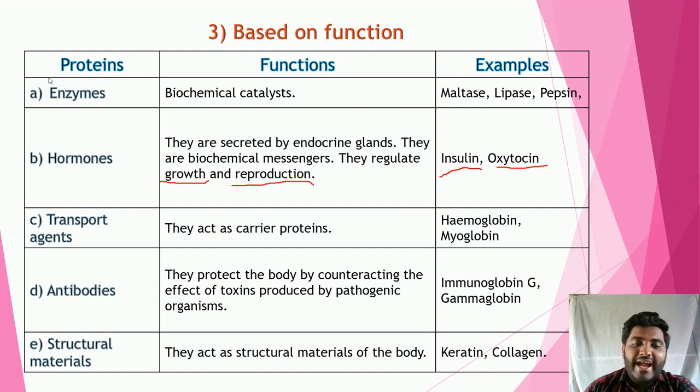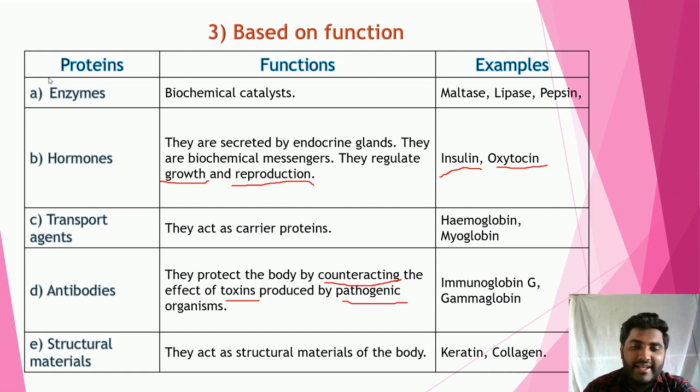Next one, antibodies. The name itself indicates they fight against pathogens. Look at here, they protect the body by counteracting the effect of toxins produced by pathogenic organisms. So antibodies counteract the effect of toxins produced by pathogens. That means antibodies help to protect our body from the pathogens.